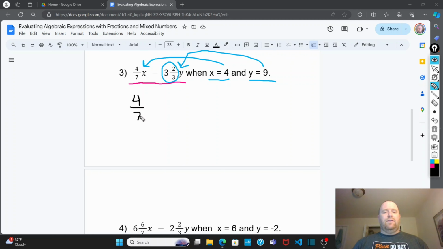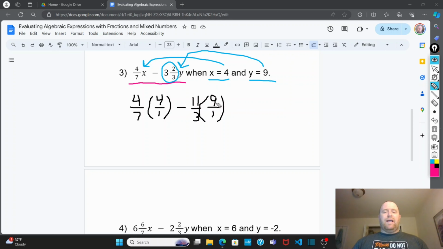4/7 times 4 over 1. And then we're going to subtract. Remember, 3 times 3 is 9 plus 2. So 11/3 times y, which is 9. So we're going to write it as 9 over 1. Whoa, that parentheses got a little bit out of control there, but this one's nicer. It's cleaner. So we can simplify this a little bit.